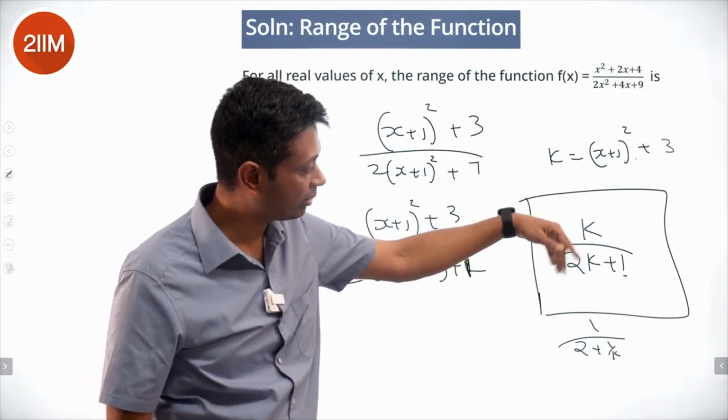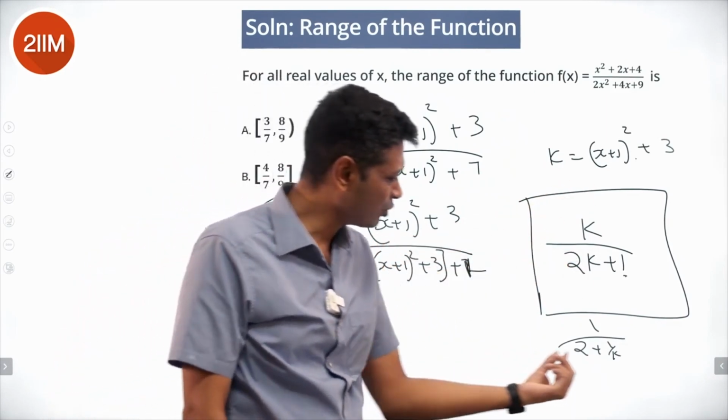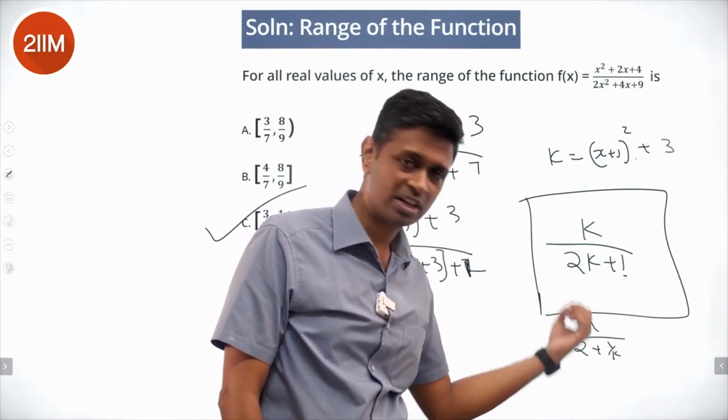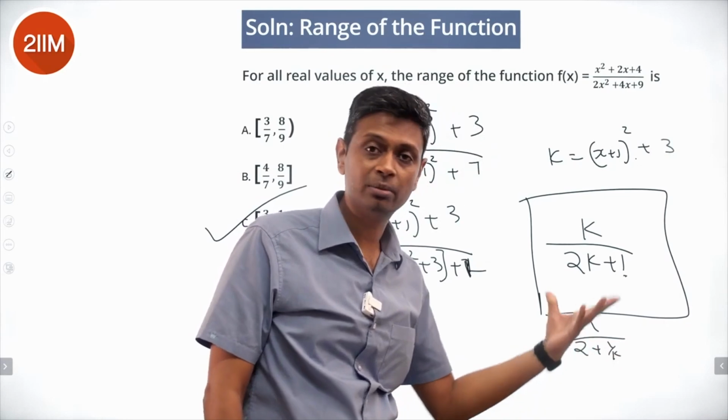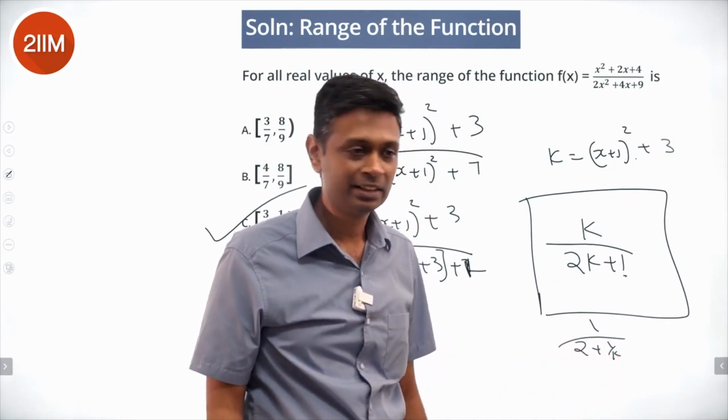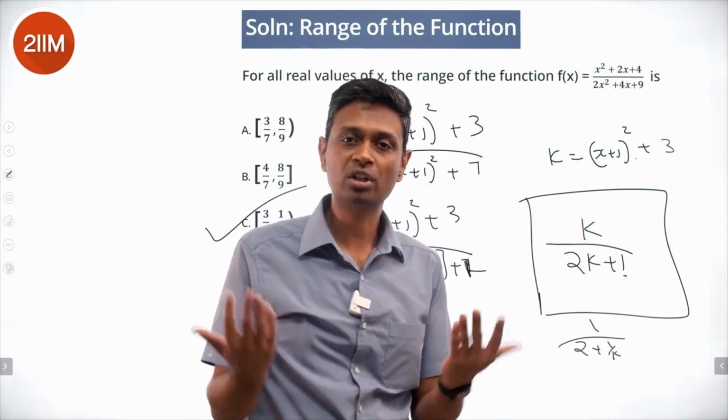Dividing this entire thing, numerator by k, denominator by k. So it effectively depends on 1 by k. If 1 by k is large, this fraction will be small. If 1 by k is small, this fraction will be large. So the smallest value k can take is 3. Put 3 there, we'll get the smallest value of the expression.